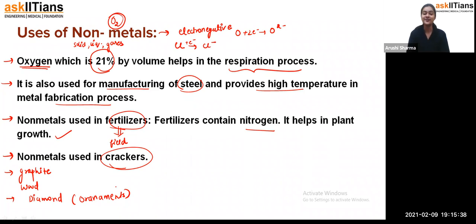And a very important one is oxygen, which we require for the respiration process. Okay. So these all are the uses of non-metals, but it is not limited to only these uses. If you know any other use, you can also write it in your exam. Fine. So these are the uses of non-metals.